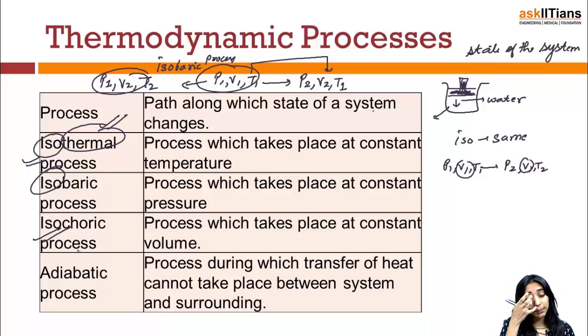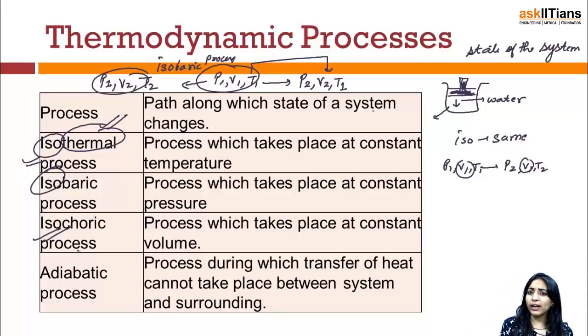Having done these three simple kinds of processes, we come over to the adiabatic process. Now what do we mean by an adiabatic process? An adiabatic process basically means any process where the transfer of heat cannot take place between the system and the surrounding. We have discussed that there is a system and the outside is the surrounding. So whenever heat changes are taking place between the system and outside the system, those are the kinds of processes we are going to study.